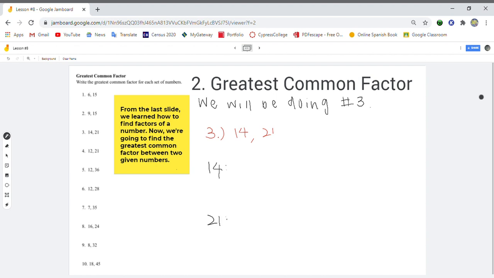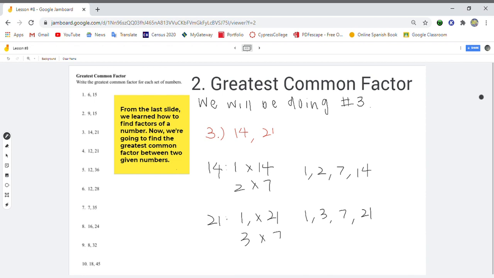So 14 is 1 times 14 and 2 times 7. That should be all your factors. So 1, 2, 7, 14 are your factors. For 21, 1 times 21, and then 3 times 7. So it should be 1, 3, 7, 21. These should be your factors.